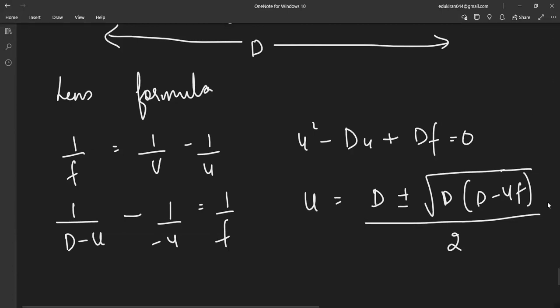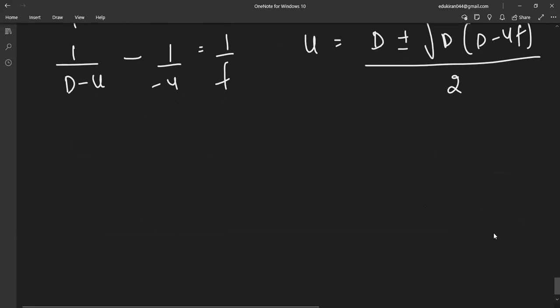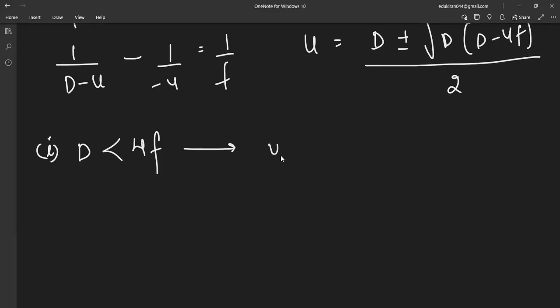Now there are three possibilities which will occur when you solve these. First possibility is that capital D is less than 4f. Focal length you must be knowing. So capital D is less than 4f. Now here, if this is the case, remember object distance will be imaginary.